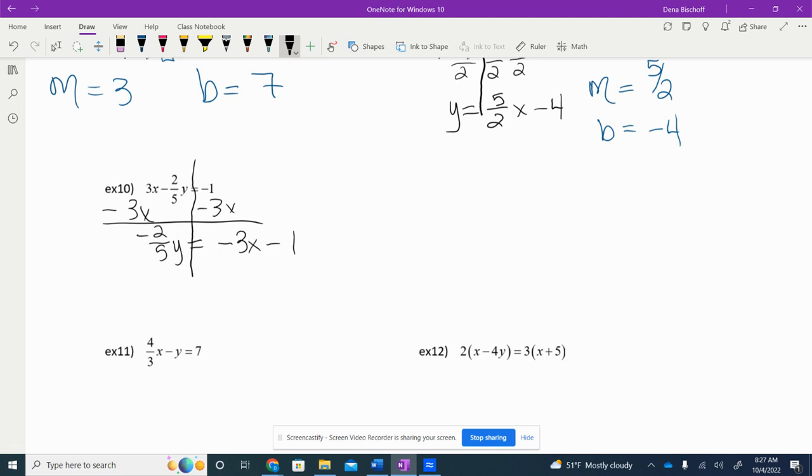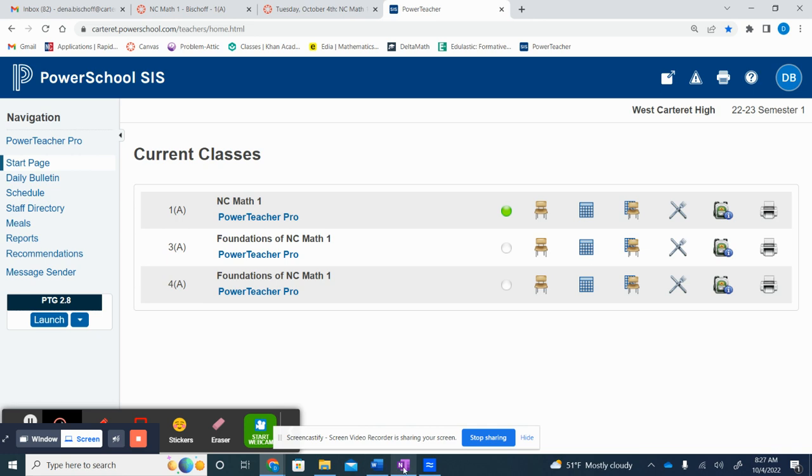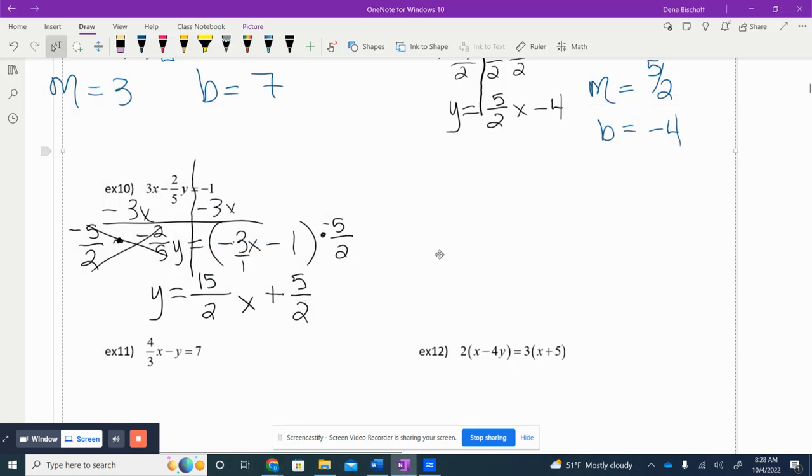Keep going, Macy. How do I get rid of that fraction coefficient? Multiply every stinking term by the reciprocal. So I have to multiply this by negative 5 over 2, and I have to multiply every term over here by negative 5 over 2. So this cancels out. Y equals, let's see, negative 3 times negative 5 is 15. And this is 3 over 1. So 2 times 1 is 2. So I have 15 halves x. Negative 1 times negative 5 halves becomes positive 5 halves. Whoops, where did that go? Positive 5 halves.